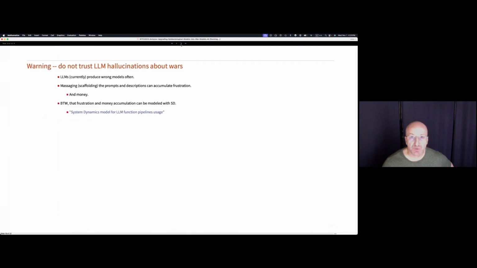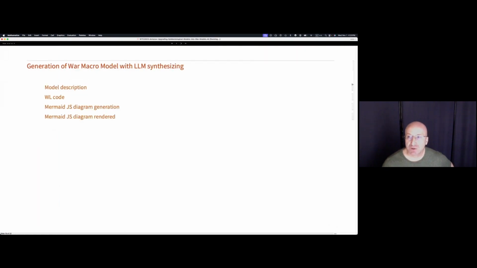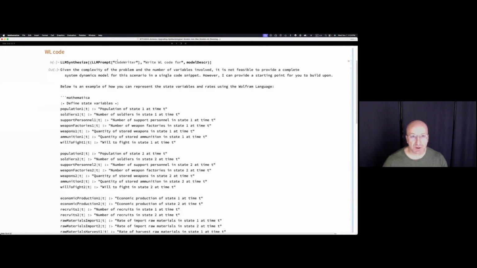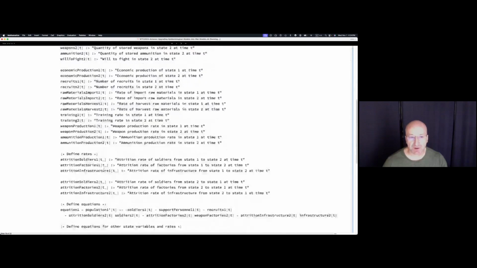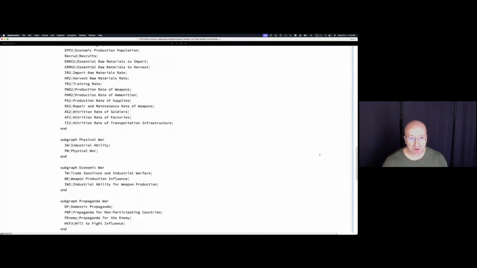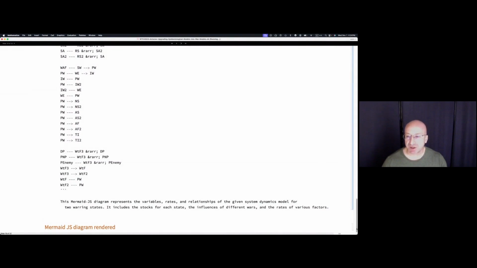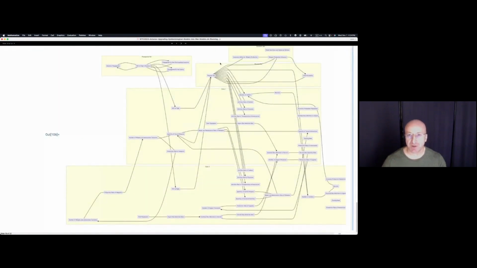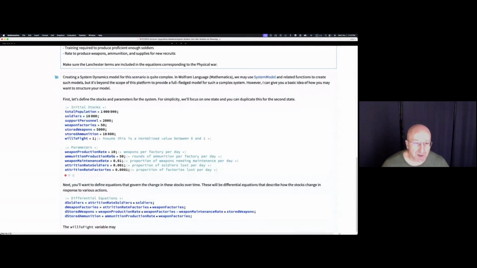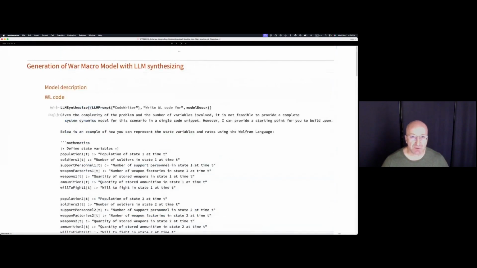I'm going to move to the next slide and show how this model description, which I was just showing, is being used to generate mathematical code. I'm using the prompt code writer, saying write Wolfram language code for this model description, and then we get some kind of code. Similarly, I can use this to get a Mermaid.js diagram generated, and you can see it here. It's a very busy diagram. It's still generating, so I'm not going to interrupt it, and I'm just going to move on.